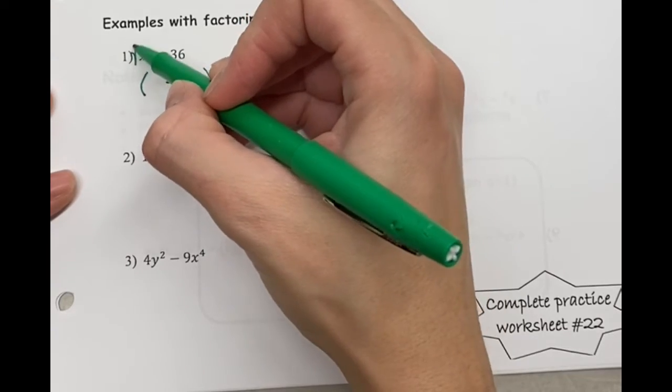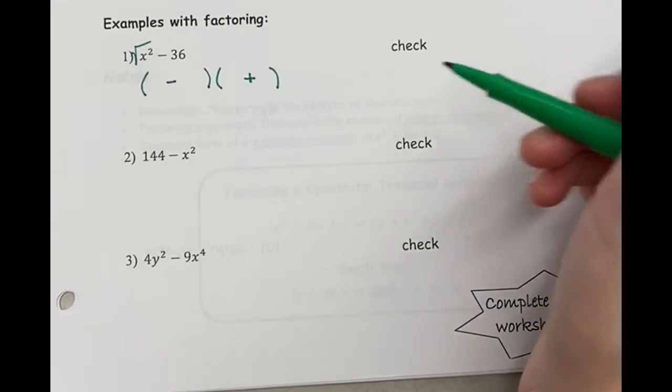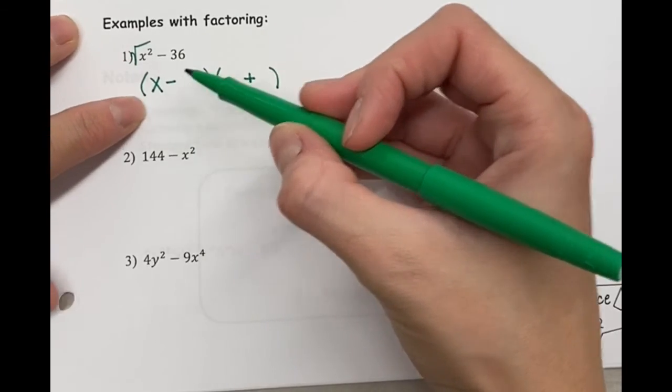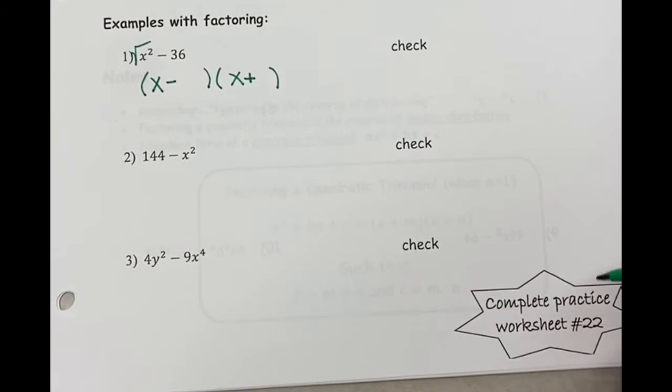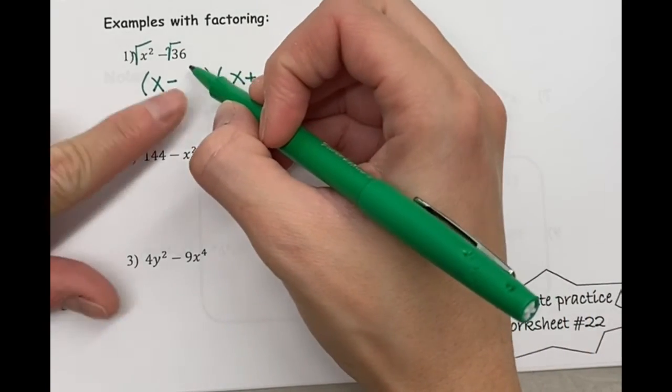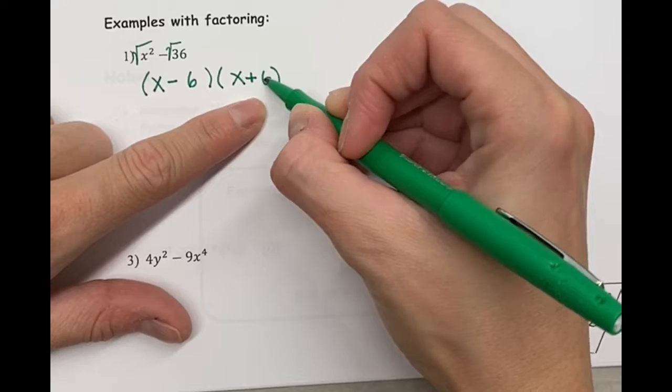So then we want to take the square root of x squared. So we divide that in half, and that leaves me with just x. So since it's first here, it's going to go first in my binomial and then first in the next binomial. Then the square root of 36 is 6, so I put it second here and second here.